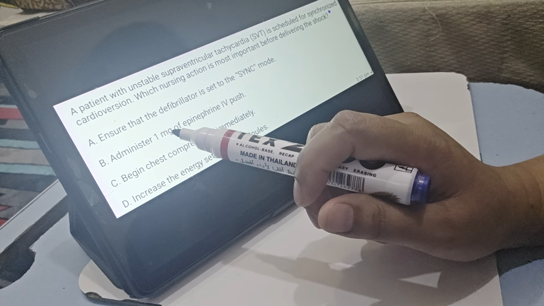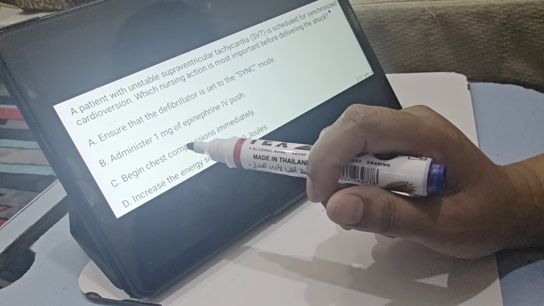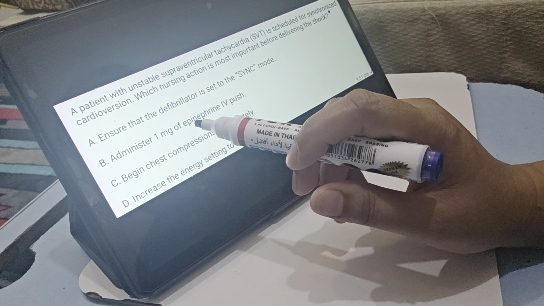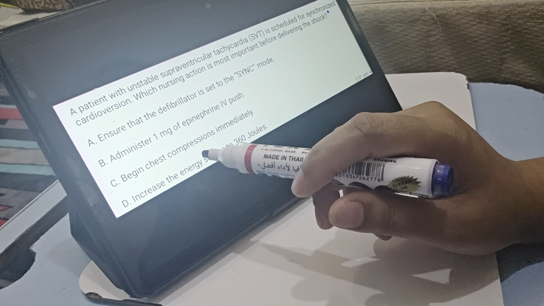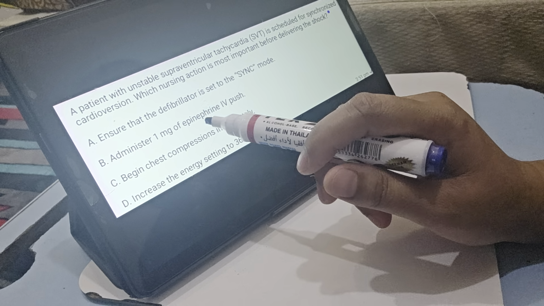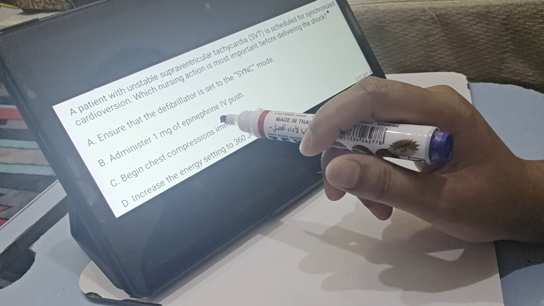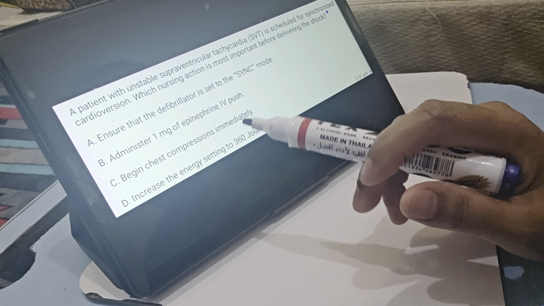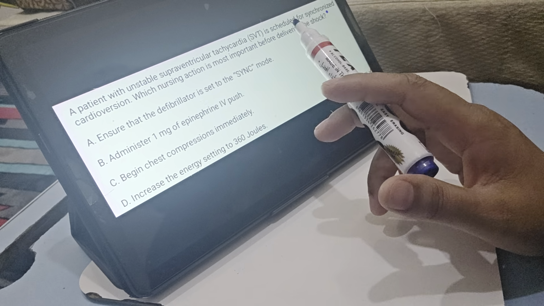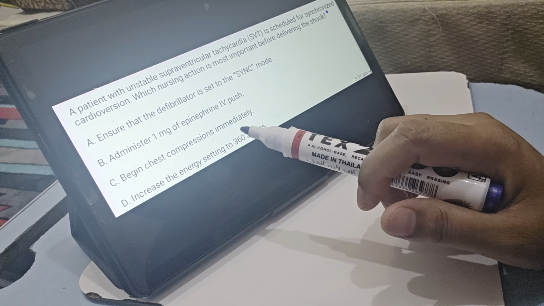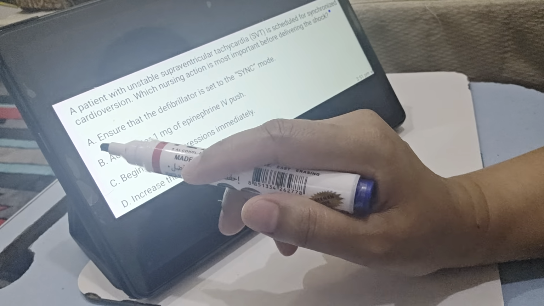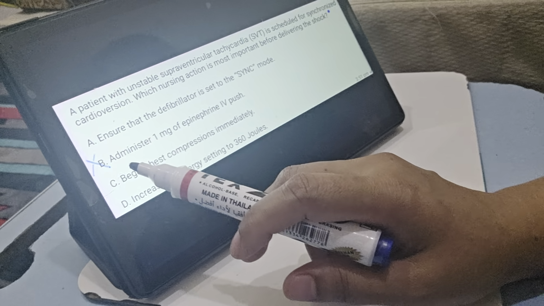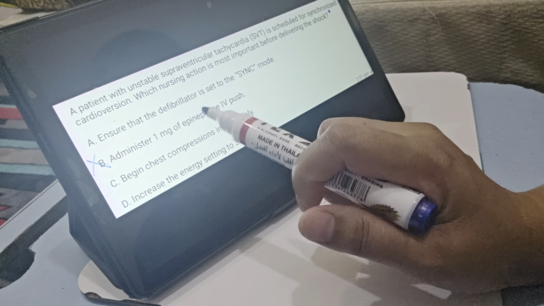B, administer 1 milligram of epinephrine IV push. This is incorrect because epinephrine is used during cardiac arrest, for example asystole, pulseless ventricular tachycardia, or ventricular fibrillation. It is not for a patient who is still perfusing with SVT, meaning the patient already has a heart rate, and giving epinephrine here could worsen the tachycardia. So never give epinephrine when the patient has SVT and you are using synchronized cardioversion. We are not using epinephrine in this situation.